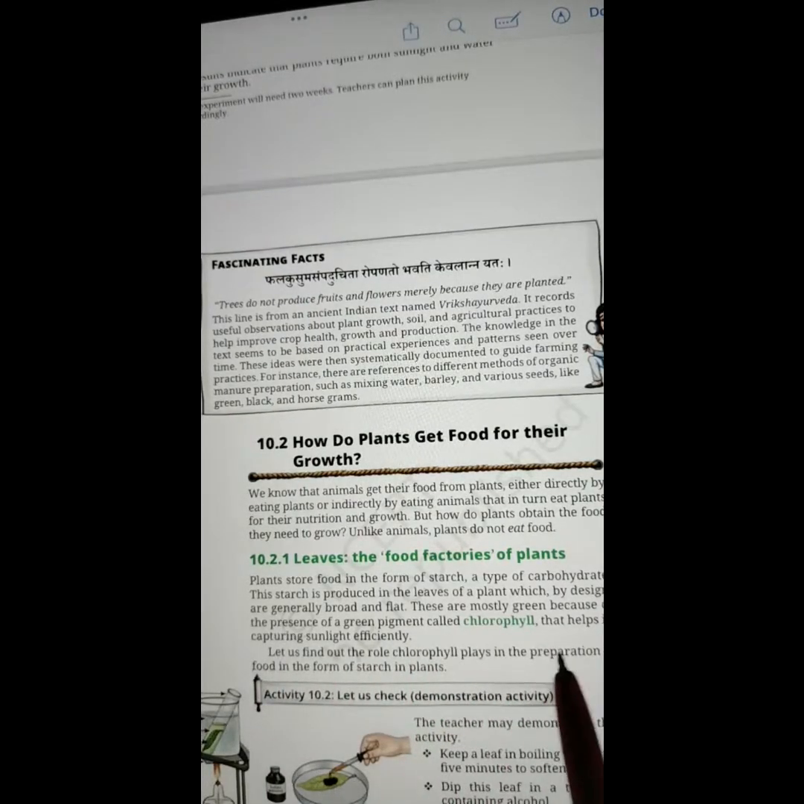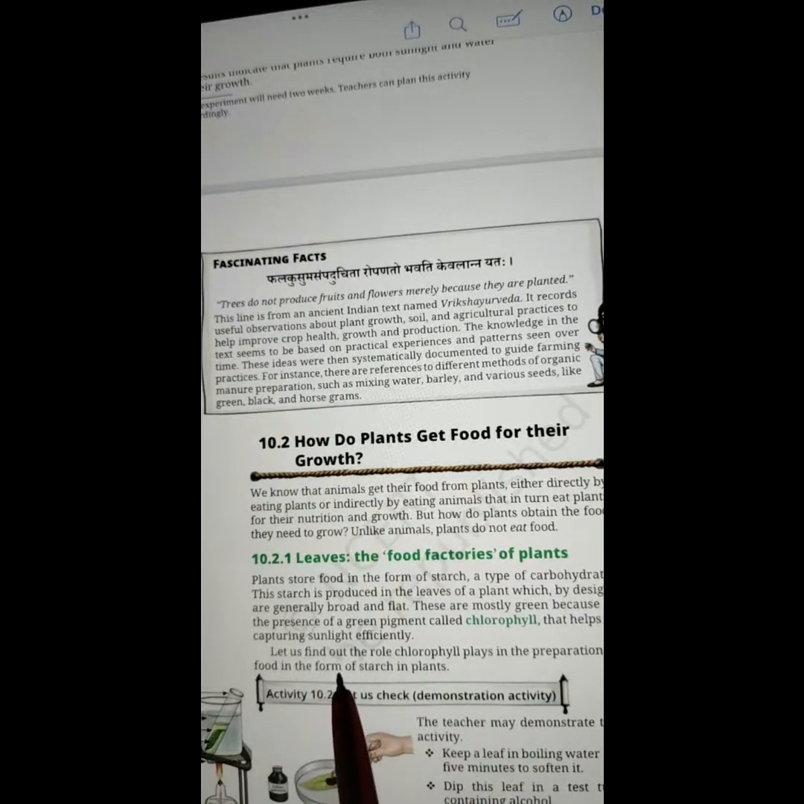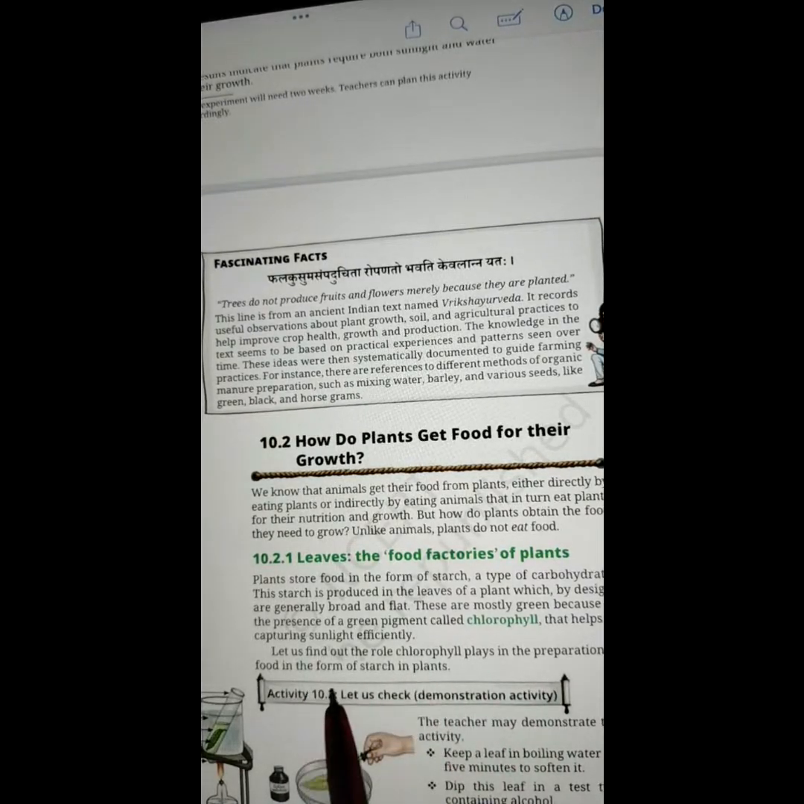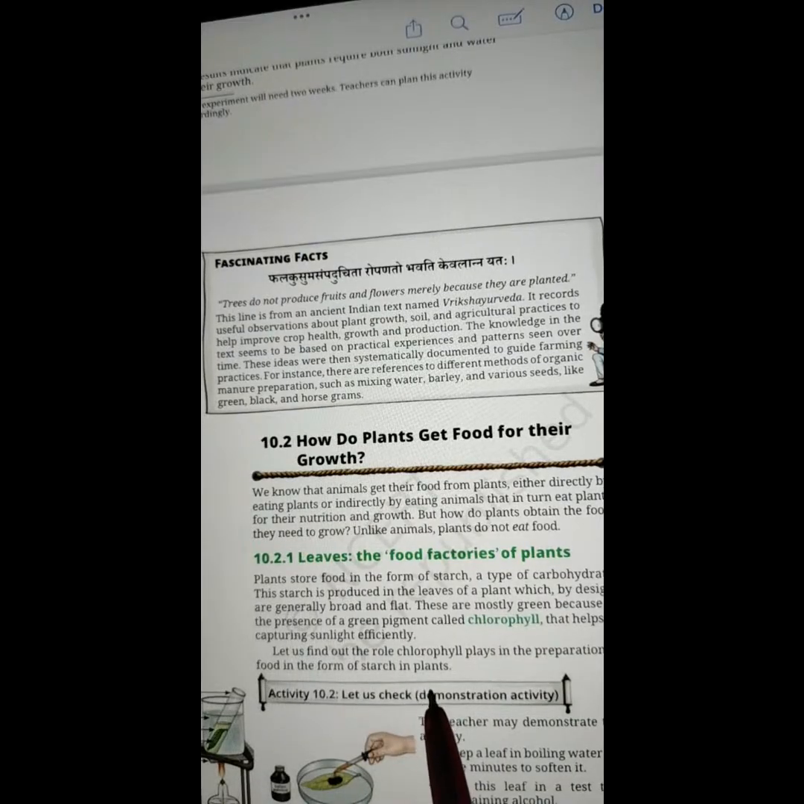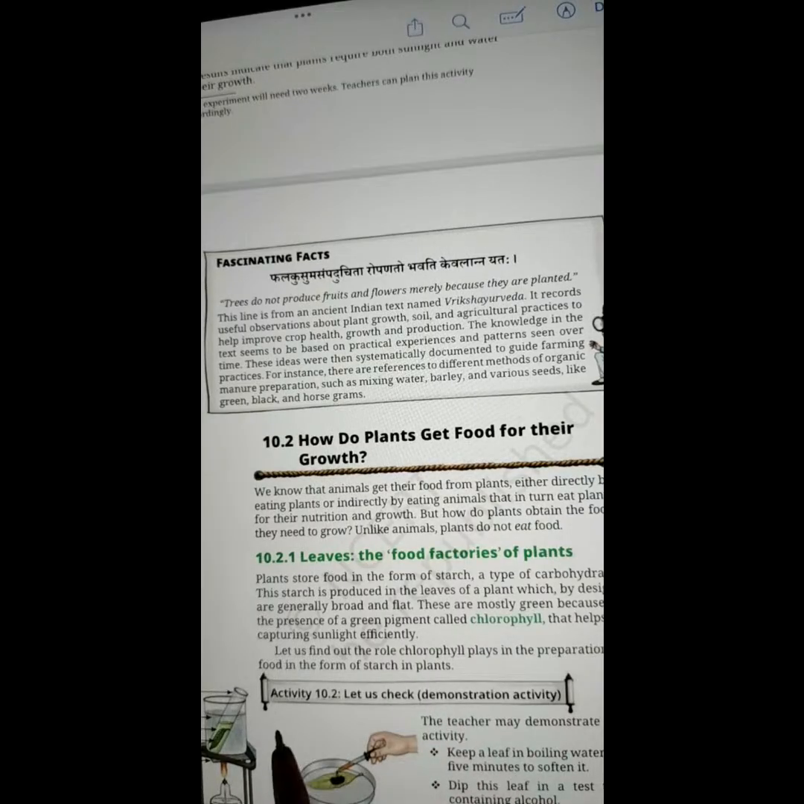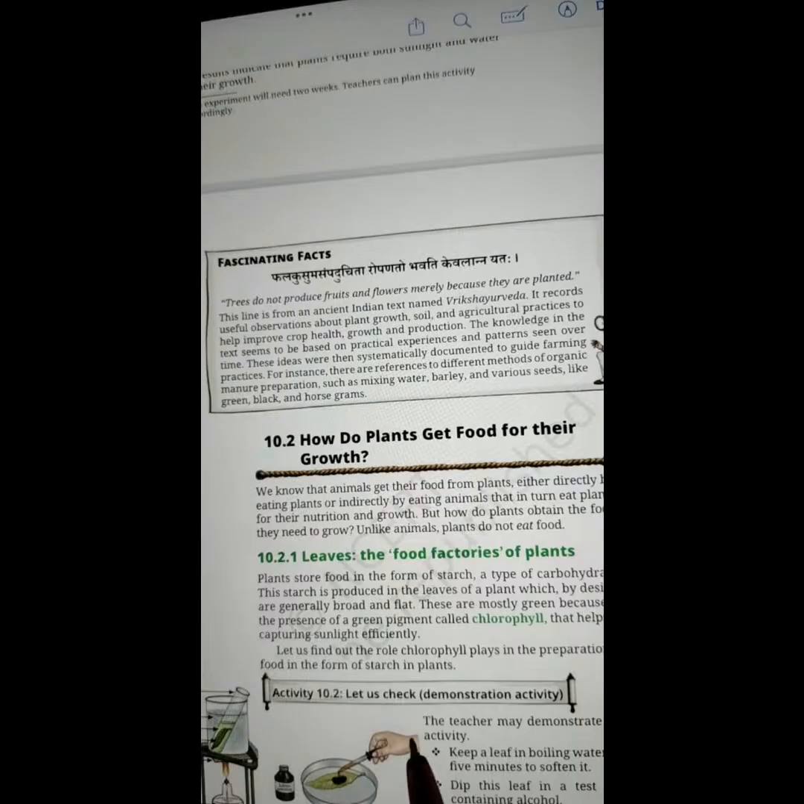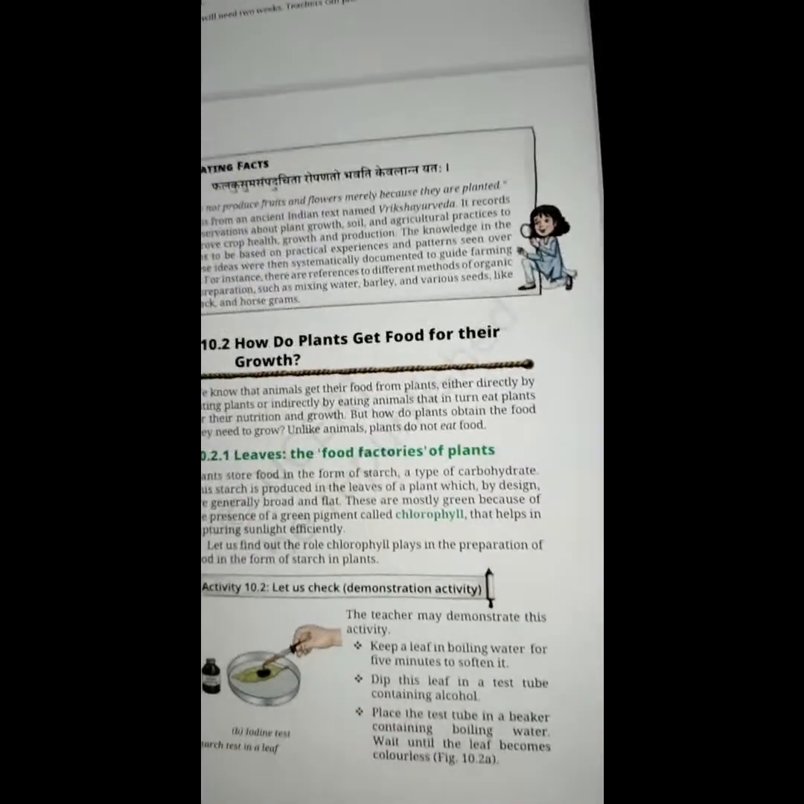These are mostly green because of the presence of a green pigment called chlorophyll that helps in capturing sunlight efficiently. Let us find out the role chlorophyll plays in the preparation of food in the form of starch in plants. Activity 10.2, it's a demonstration activity.